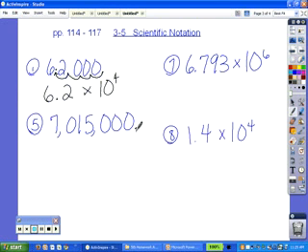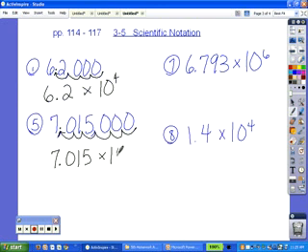For number 5, again, the decimal starts in the back because it's a whole number, and we have to move it behind the first digit. So we move the decimal 1, 2, 3, 4, 5, 6 times to get it behind the first digit. The decimal's now behind the 7. We have to keep the 15 thousandths, but we can drop the other zeros off the end. It's times 10 to the power of 6 because we moved the decimal 6 places over.